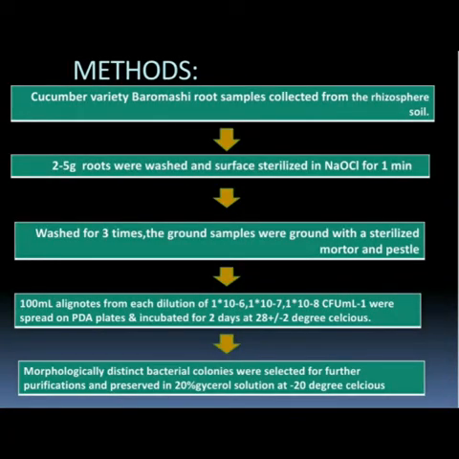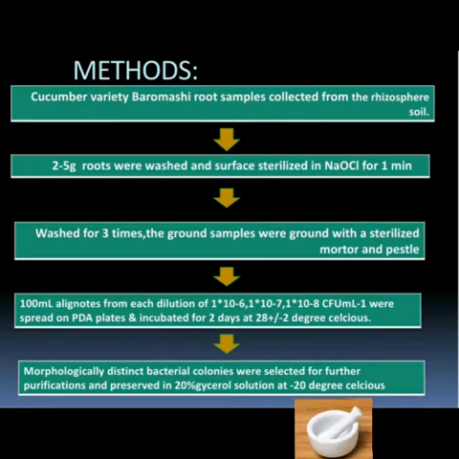For the methods, we have included 5 steps of isolation and identification of soil microbes. First, the cucumber roots are collected, then they are sterilized, then serial dilution is done, and at last it is temporarily preserved. As I highlighted the term mortar and pestle in the third step.